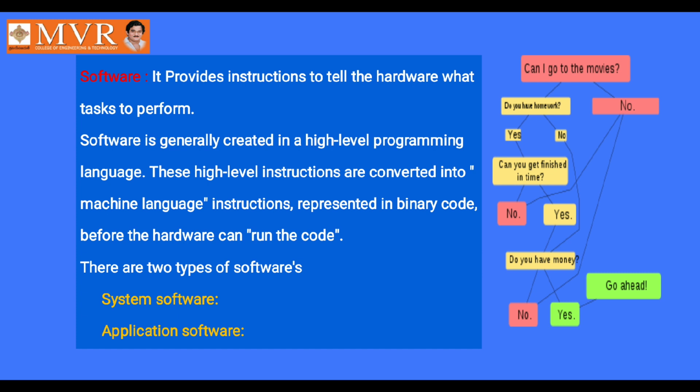You need to install a C compiler. For Java, you need to install the JVM, Java Virtual Machine. Oracle is a backend tool, so you need to install Oracle software, like that. These are all called application software. So these are the two types of software.